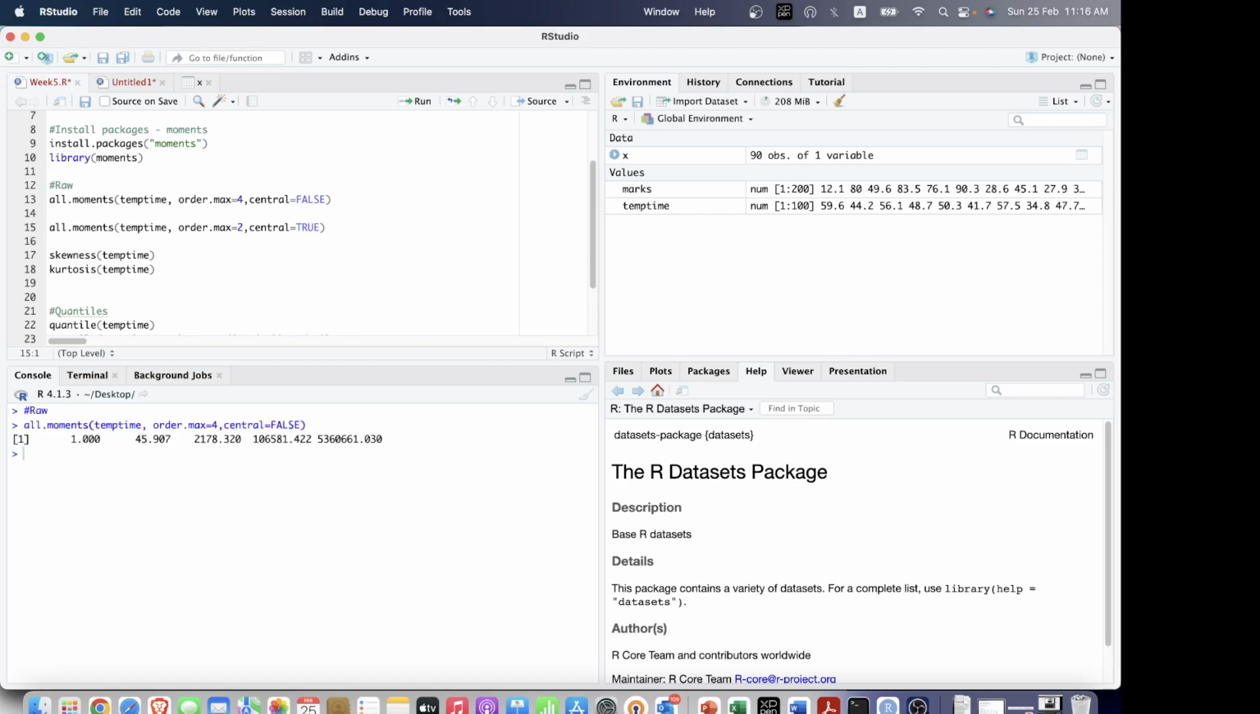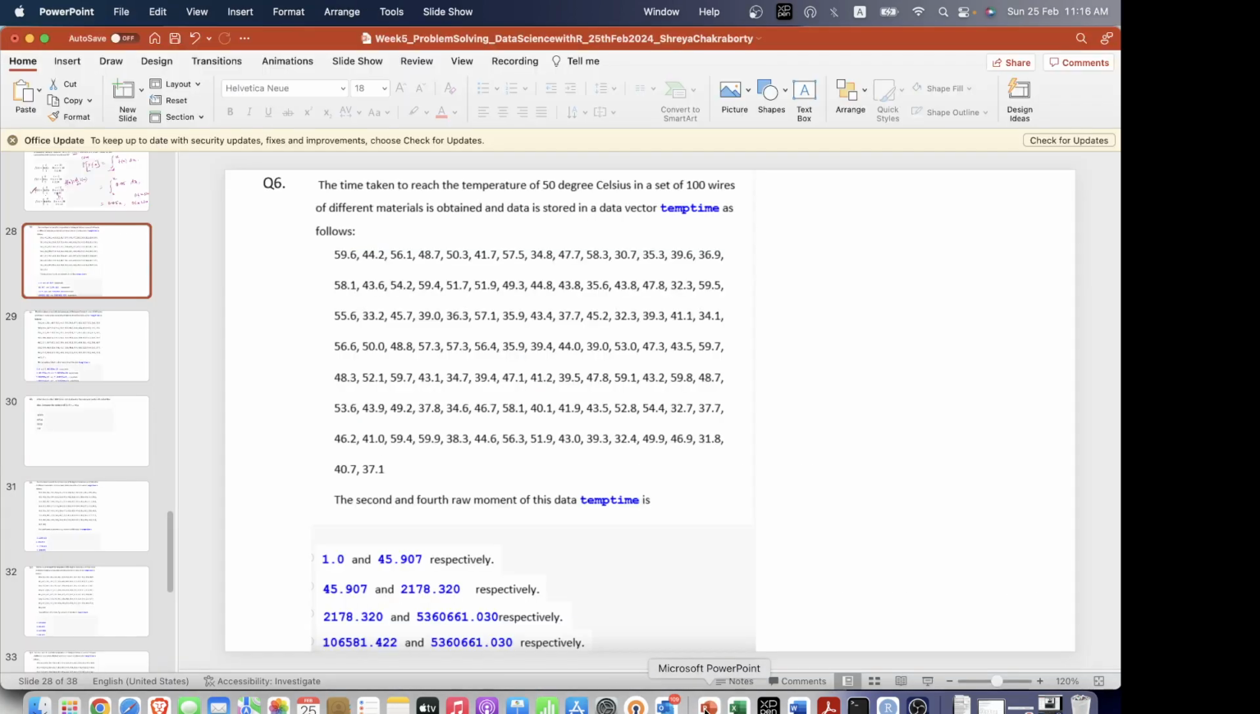If we run it, then what we see, this 2178.32 is the second moment and 5360661 is the fourth moment.